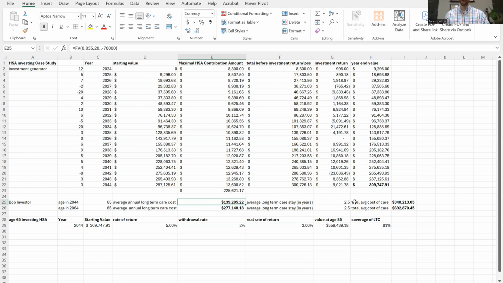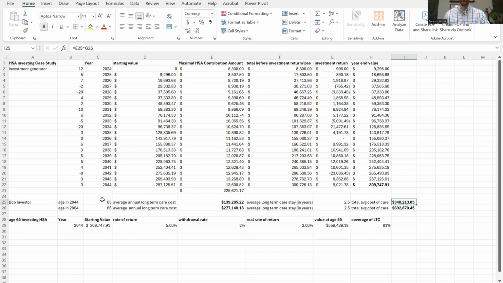That puts the average long-term care annual stay at about 139,000. If we look at the research, what is the average time that someone actually stays in a long-term care facility? It's somewhere around 2.5 years. So basically, your total cost is about 348,000. That's if you were to do that at age 65. Good news is most people are not going to need long-term care at age 65.